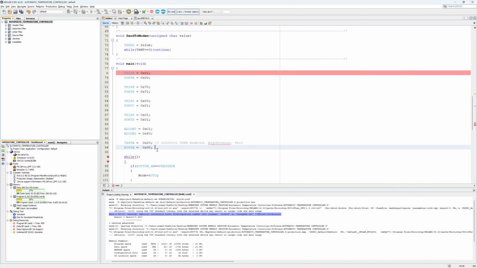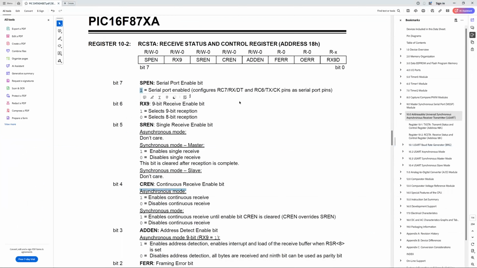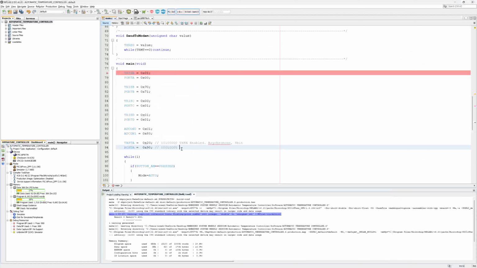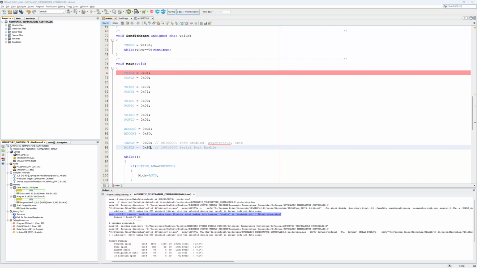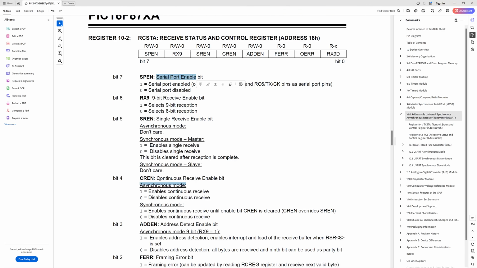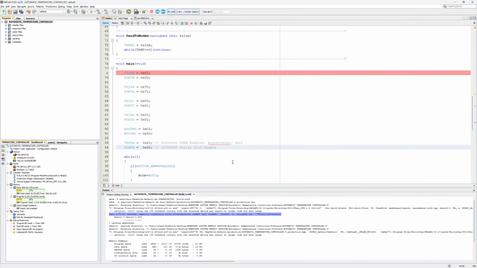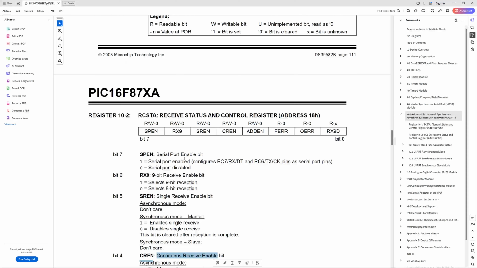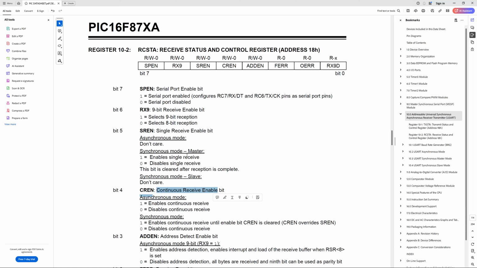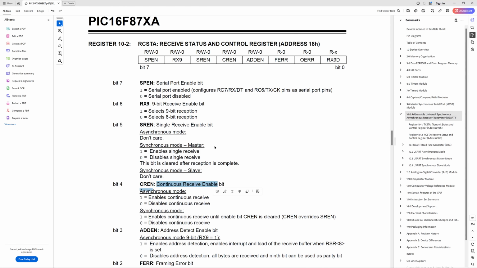So, what all are there? Yeah, serial port enable and continuous receive enable. These are the two things which we set. Remaining all are monitoring or status flags. So we configured RCSTA and TXSTA.